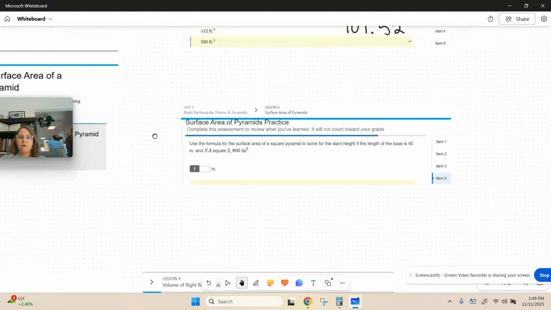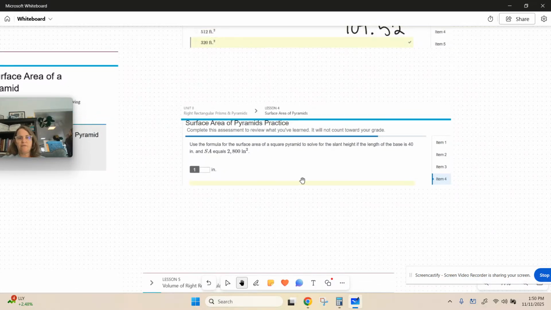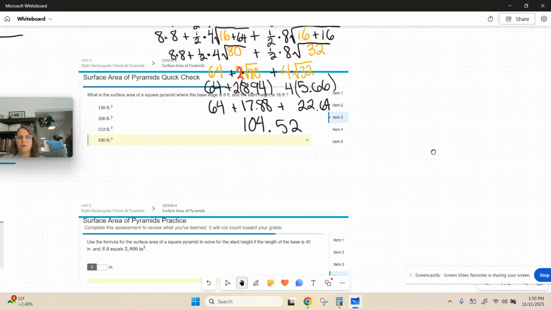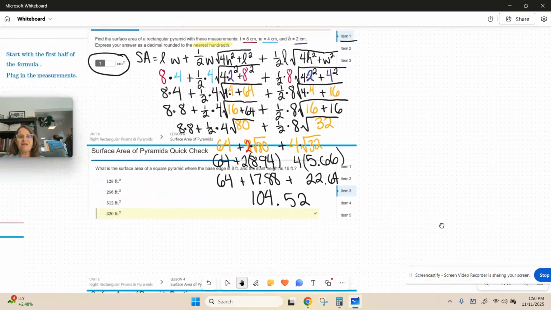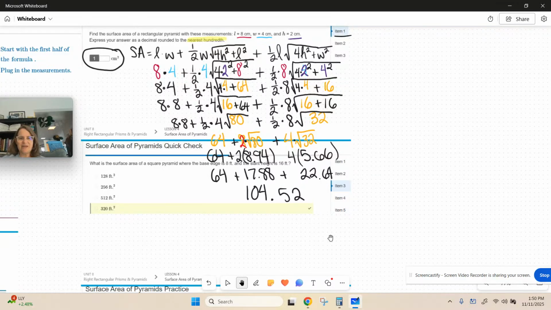Okay. Let's see what's going on with this one. This one's from your quick check. No, it's from your practice. Do I have any quick check problems here? Oh, that one I just wrote on top of it. Okay. Let's see. What is the surface area of a square pyramid? I'm going to draw it.